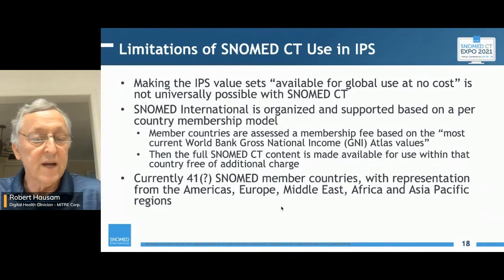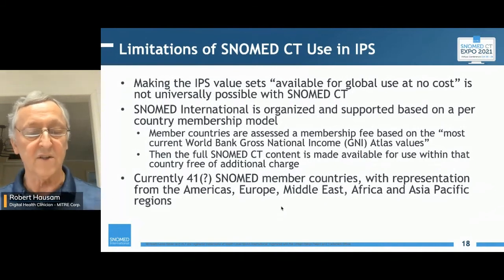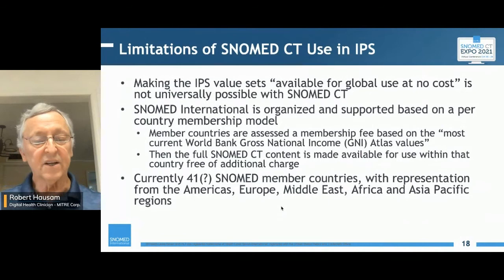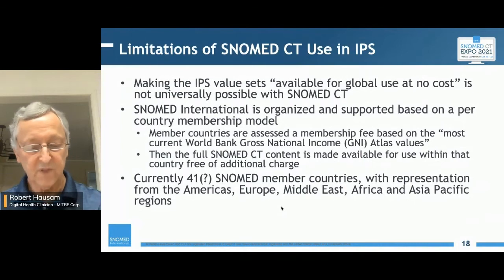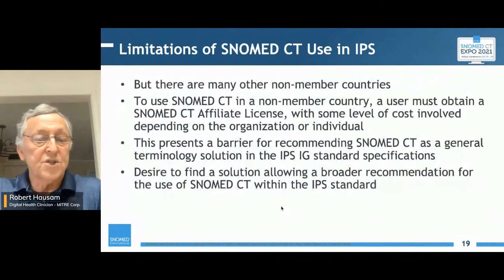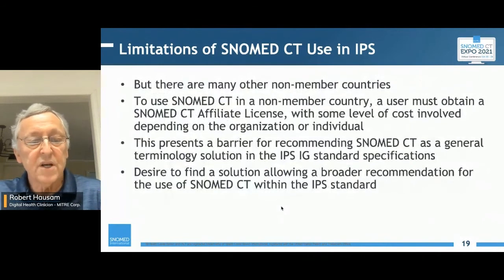So currently we have, if I counted correctly, at least 41 SNOMED member countries, and there's representation of that in the Americas, Europe, Middle East, Africa, and the Asia Pacific regions. But there are still many other non-member countries. And the intention of the IPS is to be able to serve all of those.